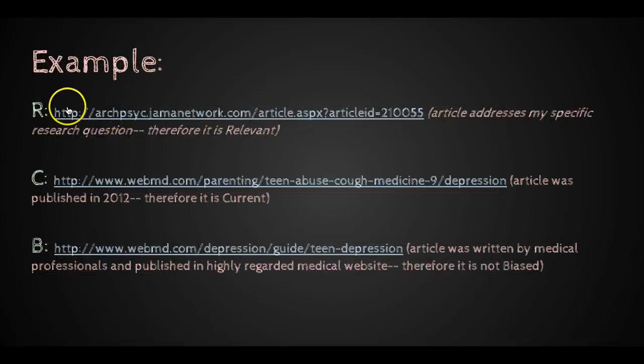An example, let's say I'm choosing R, C, and B. I find this website, I just paste in the link, and then I say, the article addresses my specific research question, therefore it is relevant, R. Here's one for C. Article was published in 2012, therefore it is current, C. B. Article was written by medical professionals and published in highly regarded medical website. Therefore, it is not biased. B. Pause the video here. Continue when you've completed the question.